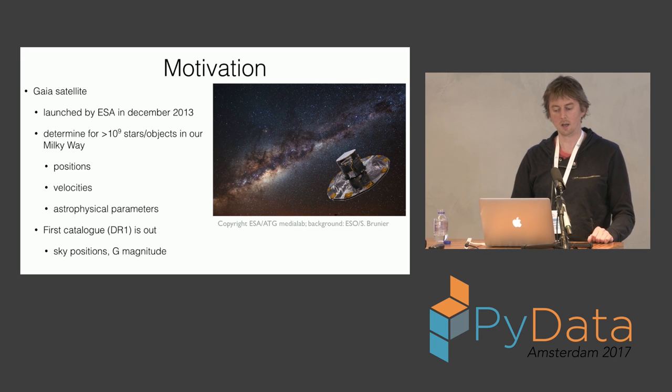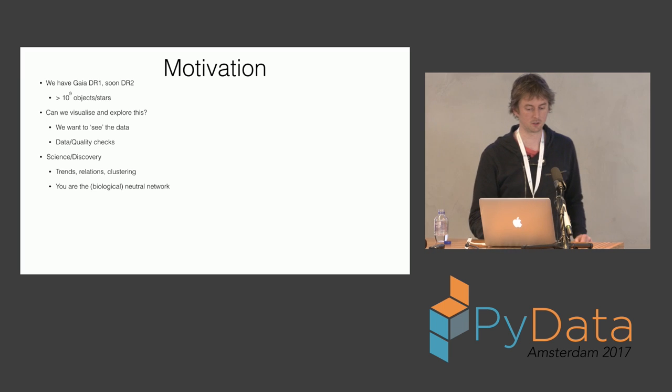So it's been in space for a few years already, and it's constantly scanning the sky. And the goal is to determine really accurately the positions, velocities, and astrophysical parameters, like how much metal, for instance, there is in stars, for more than a billion stars or other objects in the Milky Way. So we have one data release, the first catalog is out. It doesn't have all of this, so it has sky positions and magnitudes, so how bright the star is. But it's a nice catalog to test this out.